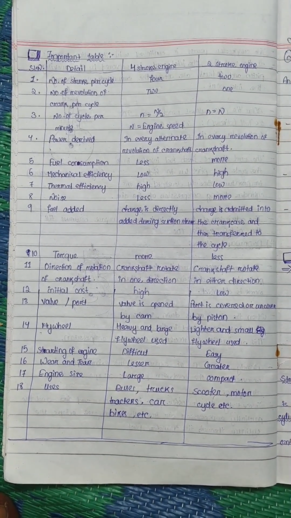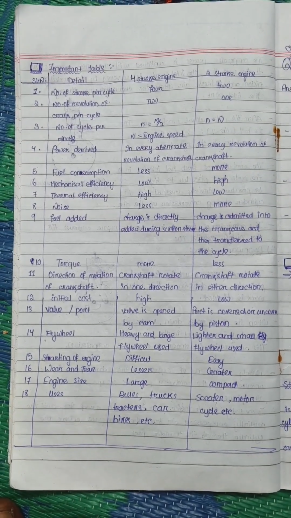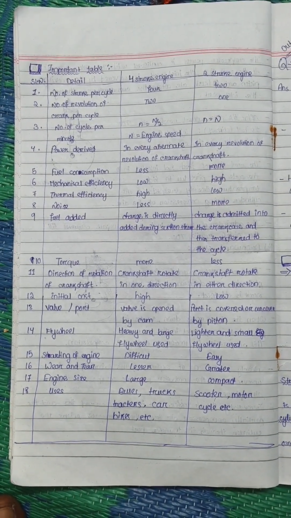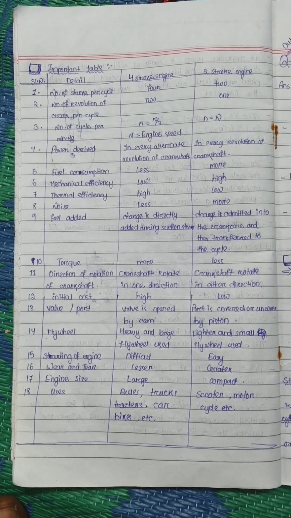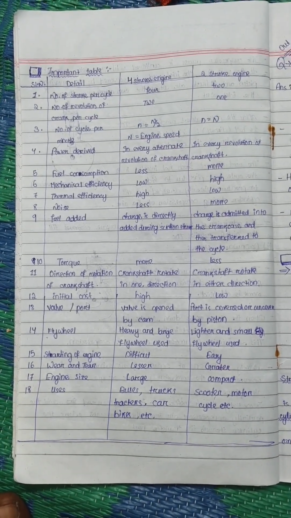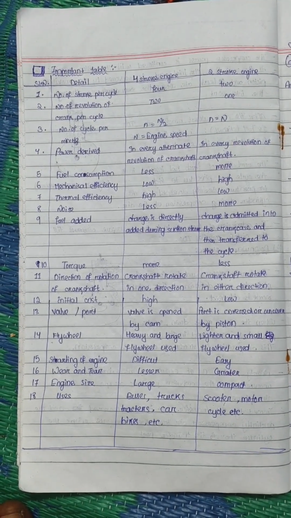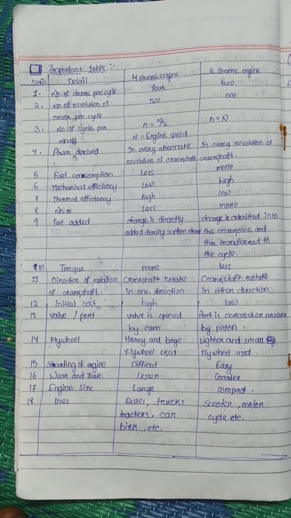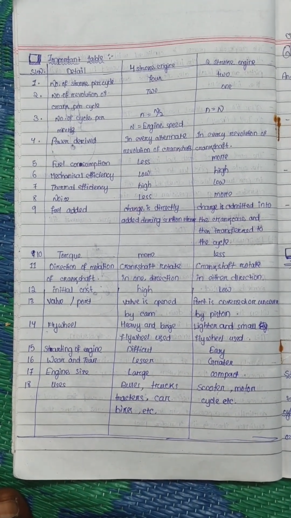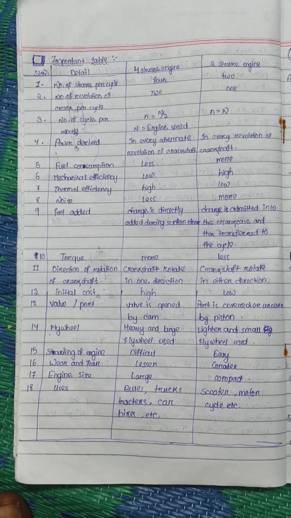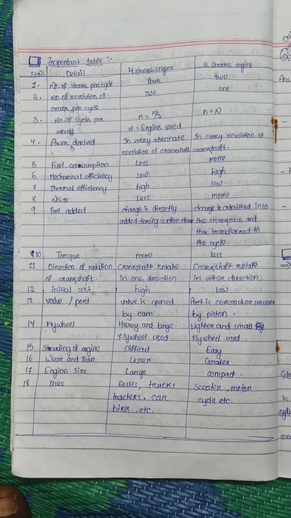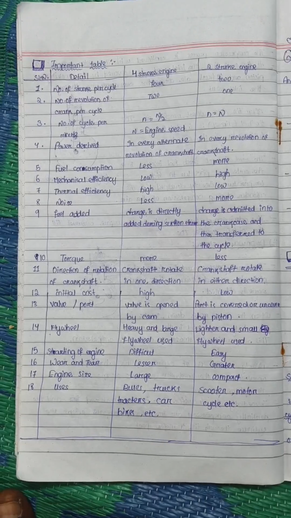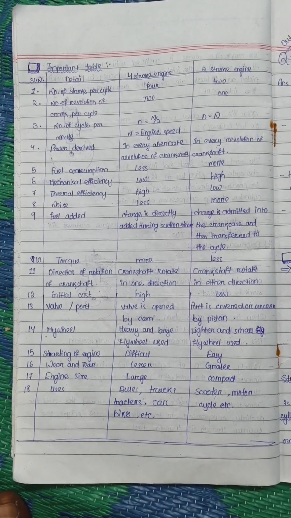Number of strokes in a four-stroke engine is 4, in a two-stroke engine is 2. The number of revolutions in a four-stroke engine is 2 and in a two-stroke engine is 1. Number of cycles is n equal to N by 2 in a four-stroke engine, and n is equal to capital N in a two-stroke engine.